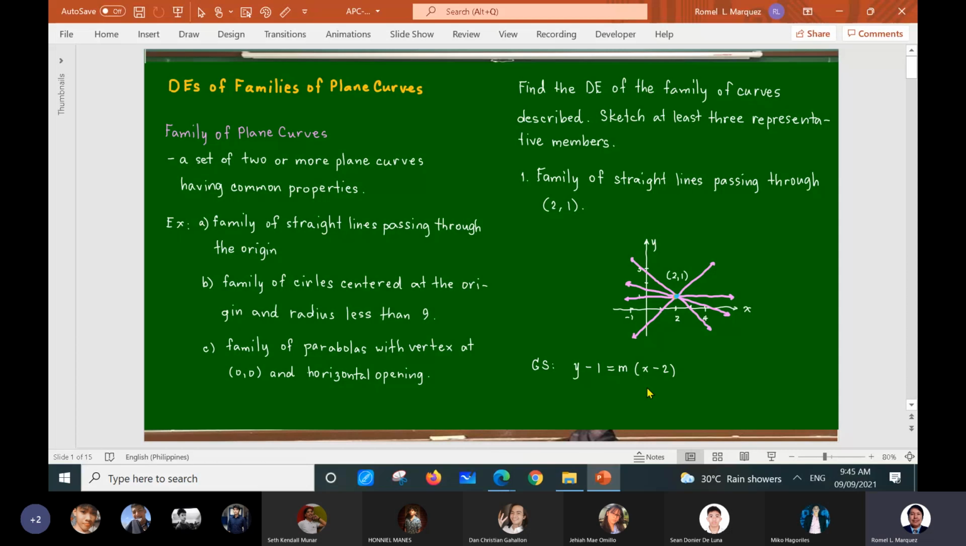So how many arbitrary constants does it have? There is only one. So we are allowed to differentiate this once only. If we differentiate, we get, this is 0, what is the derivative of y? y prime, no? This is 0 equals, what's the derivative of mx? That is m. We consider m an arbitrary constant because it is constant in every line, but differing from line to line. Is that clear, guys?